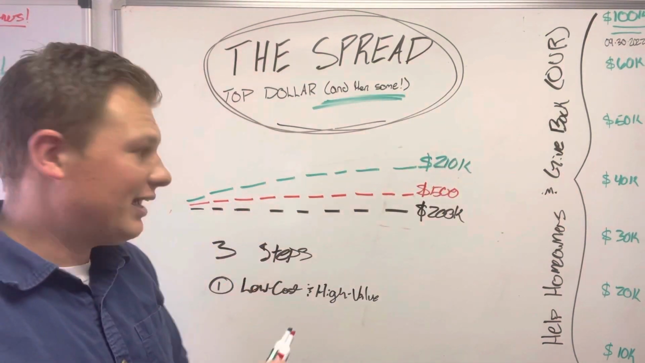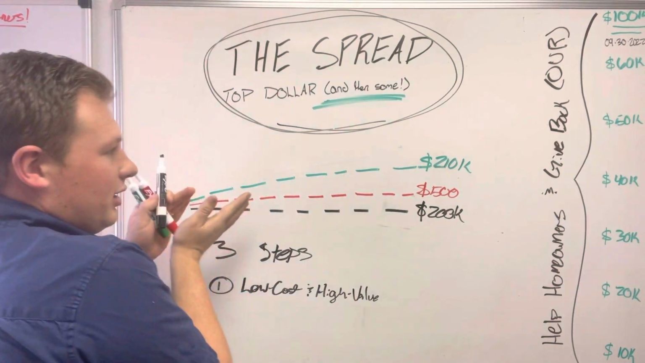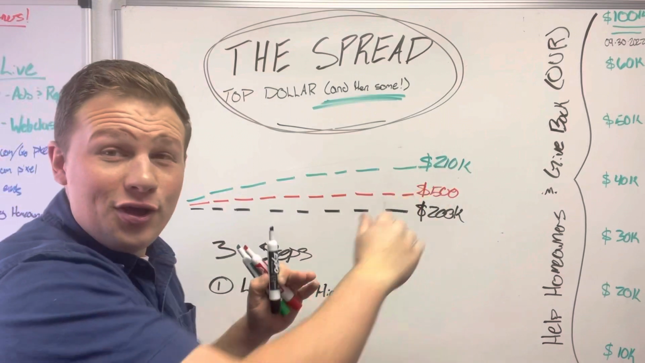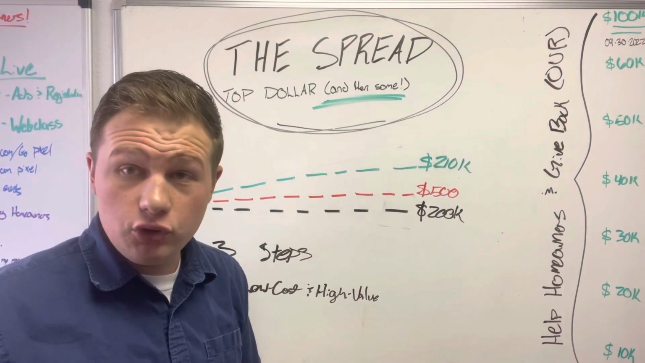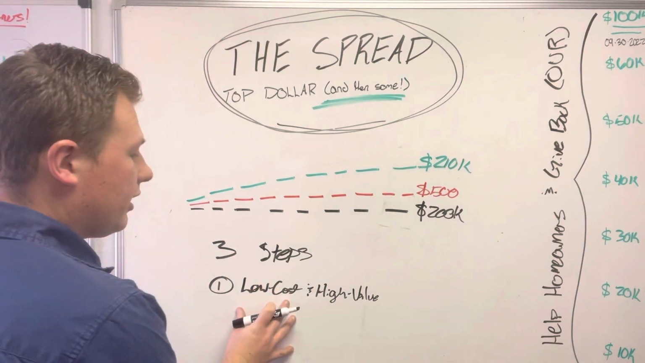But at the end of the day, if the cost line is literally parallel on top of your value line, there's no point in doing it, right? And so you want to actually find line items that are low cost and high value.